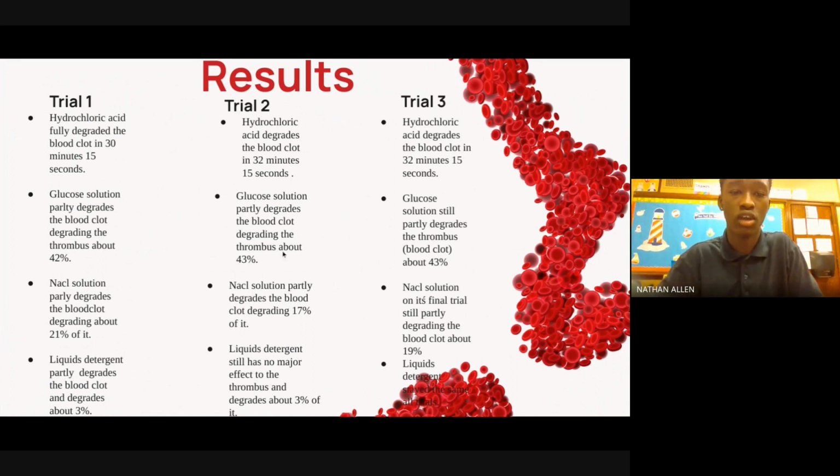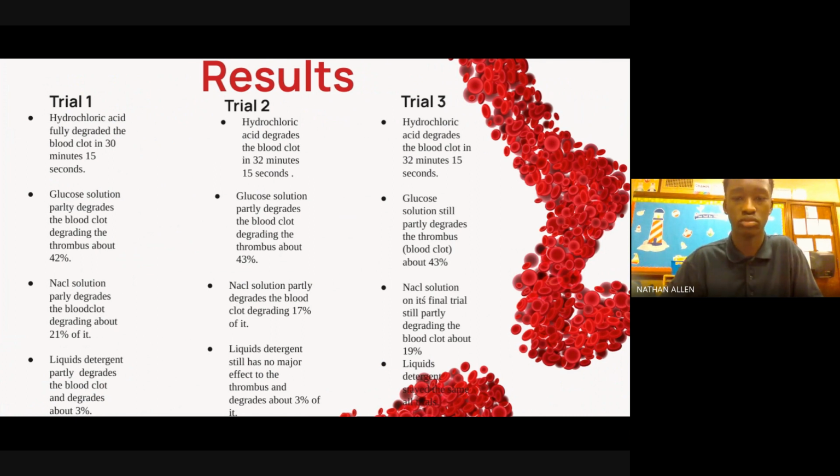My results. For trial 1, hydrochloric acid fully degrades the blood clot in 30 minutes and 15 seconds. Glucose solution partially degrades the blood clot, degrading the thrombus about 42%. NaCl solution partially degrades the blood clot, degrading about 21% of it. Liquid detergent partially degrades the blood clot and degrades only about 3% of it.